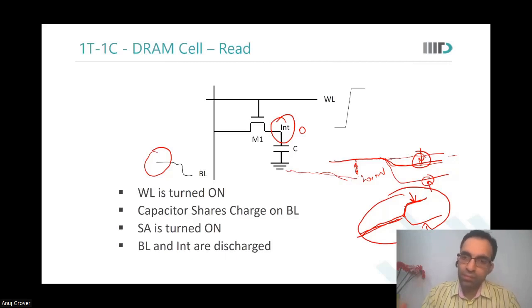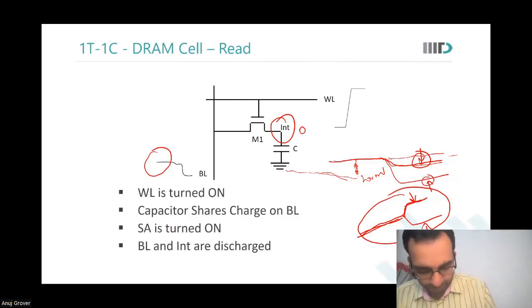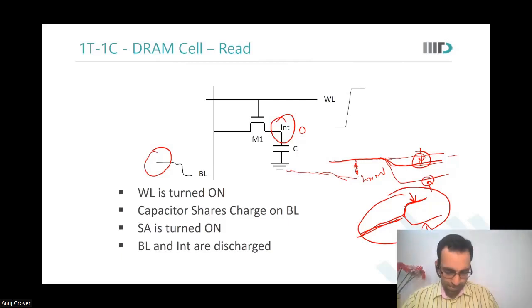Is that okay? So can we say precharging the bit line to VDD by 2 is much more beneficial because the margin is greater? Yes.